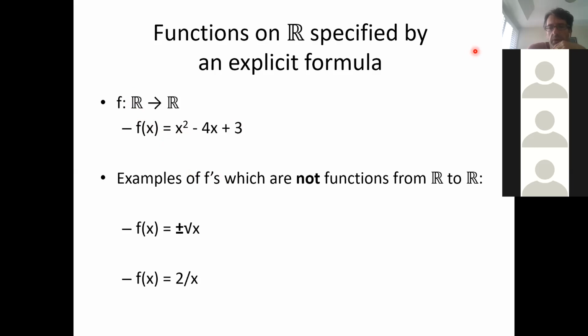Here are some examples of f's which fail to be functions, right? So these are not functions from reals to anything. Like, for example, plus minus square root of x. That's not a function for two reasons. First of all, not everybody in the reals has a square root. Negative numbers don't. So this formula fails to define any value for half the domain, right? On the negative reals, it wouldn't define anything.